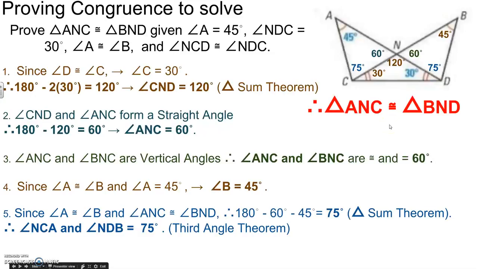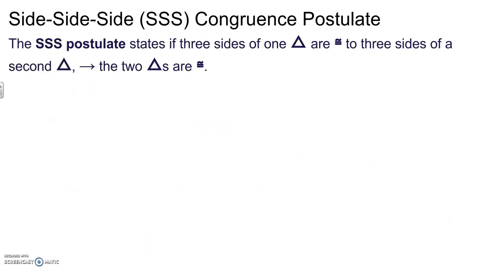So we must present all this information, and we also must be able to talk about what theorem or postulate we're using to support our evidence. This takes us specifically to our first postulate, side, side, side, known as the SSS congruence postulate. This postulate states that if three sides of one triangle are congruent, same size and shape, to three sides of a second triangle, then the two triangles are congruent.